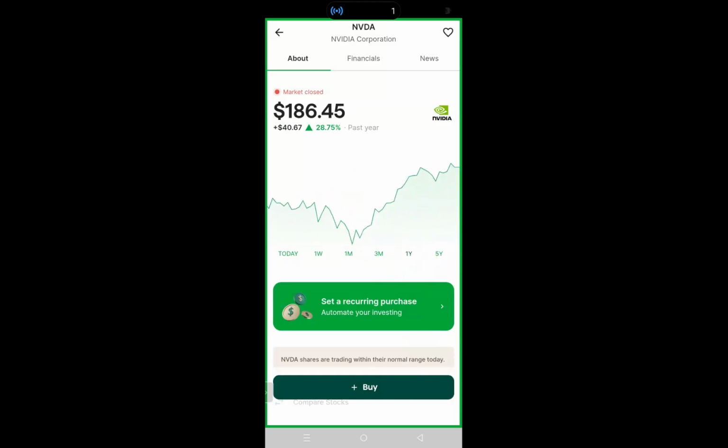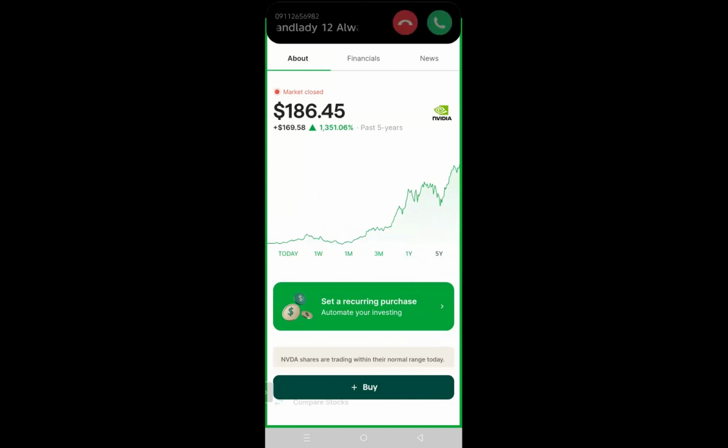If I go for the past 1 year, and see how this chart is looking, up, down, you've seen that it had a 28.75% increase, making $40.467 literally per share. Then for the past 5 years, that has done a 51.08% increase. So imagine if in 2020 you bought Nvidia, like you bought it with 100K.